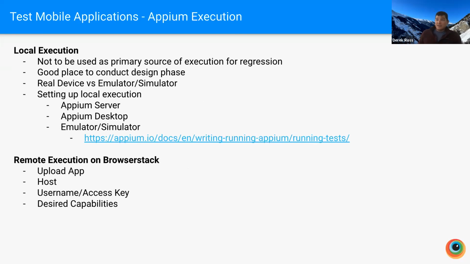How do we execute it? So again, we can do local execution. We can have emulators and simulators on our laptops that we run. We can have a real device connected via USB to our laptop, and that allows us to run the test against those devices.